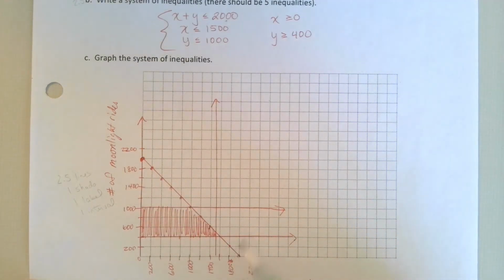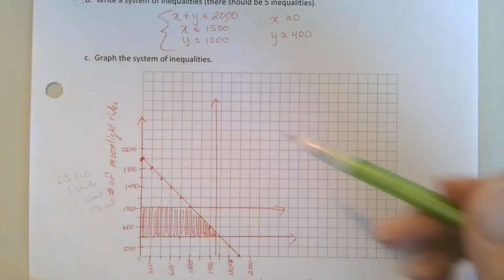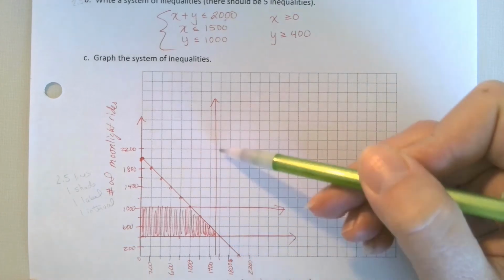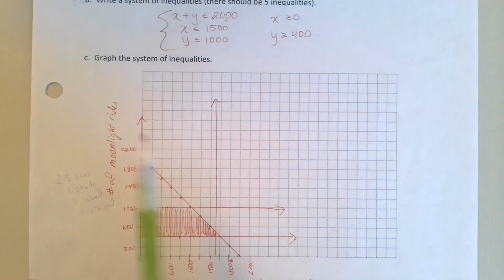All right, coming back to my x is less than or equal to 1,500. There's that vertical line right here in the middle at 1,500. And less than would shade coming this way. So it cuts off this little corner here.